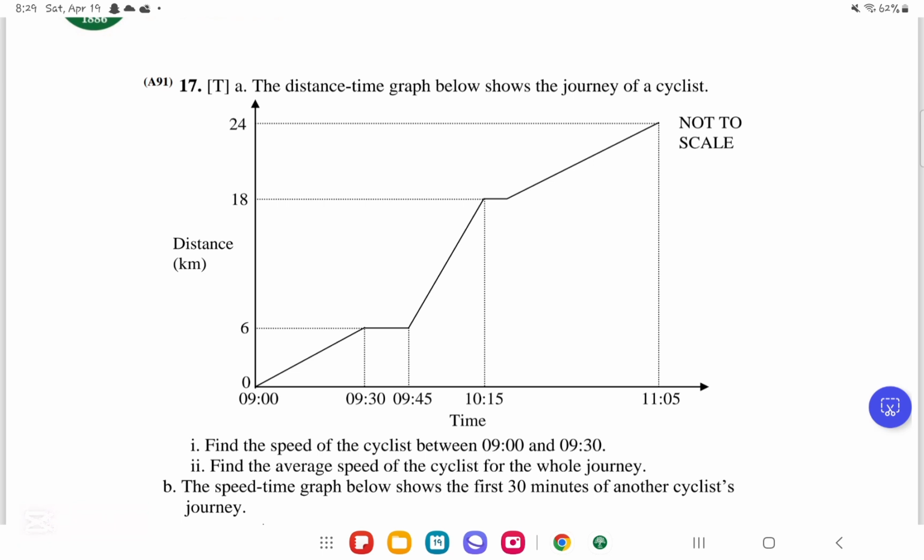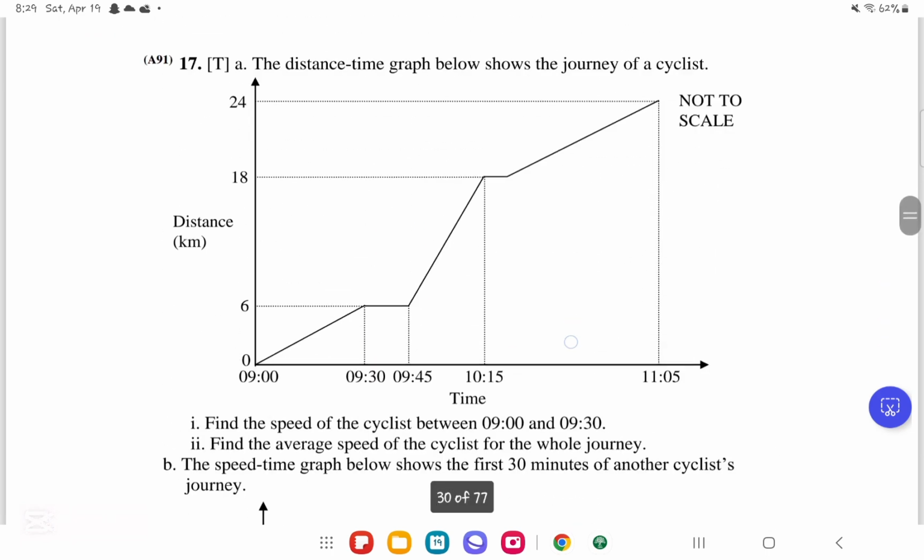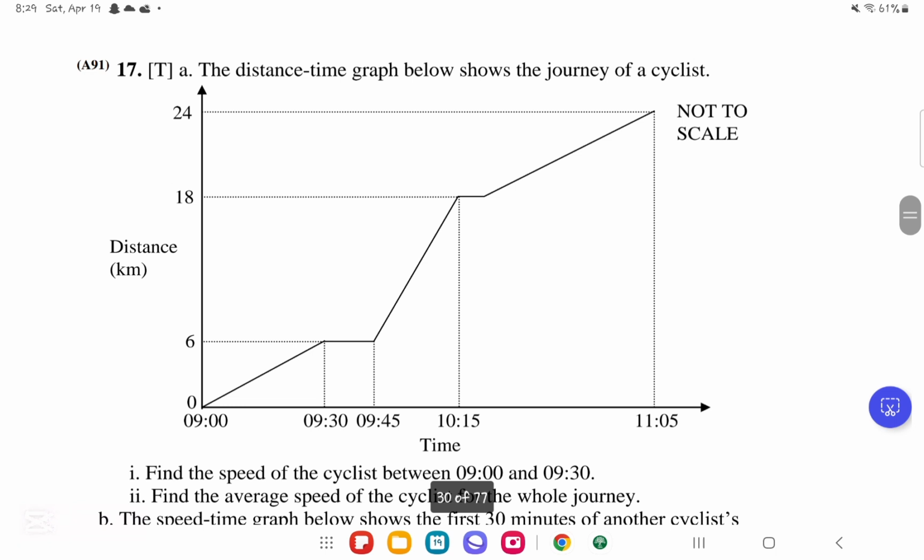Find the average speed of the cyclist for the whole journey. And then finally part B, the speed time graph below shows this. Okay, let's just focus on part A. The distance time graph below shows the journey of a cyclist, okay?